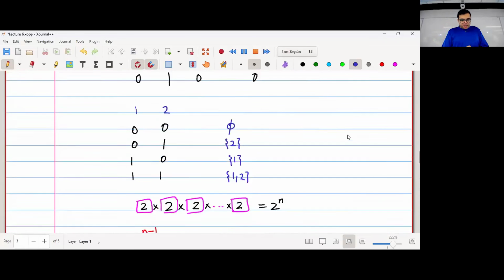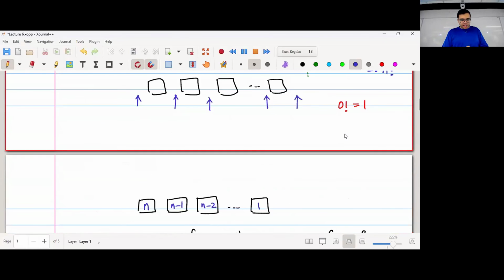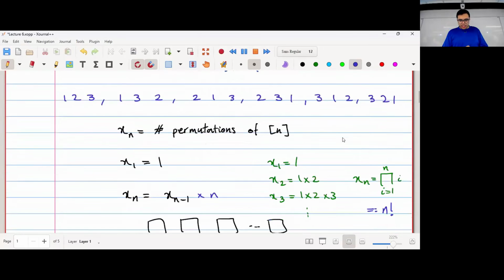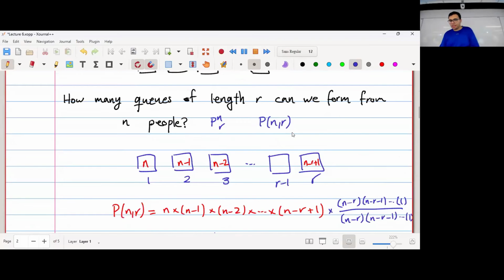If we go back here, we had this one. We had P(n, R), which was the number of queues of length R that I can form from n people. So if I have n people, and I want to take R of them and put these R people in some ordered queue, I know in how many ways I can do that, and that's just P(n, R). Right? But now what I'm saying is that I don't care about the order. So I have n people, I want to take R of them, but I don't care about the order.